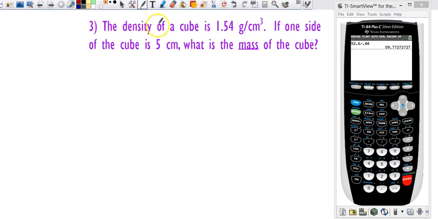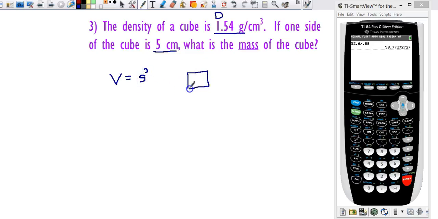Another density problem. This time we're given the density again. So we do have D. Density of a cube is 1.54 grams per cubic centimeters. If one side of the cube is 5 centimeters, what is the mass of the cube? So this situation is a bit different because we don't have the volume, we only have one side. But if you remember from a cube, the volume is just the side cubed, side times side times side.